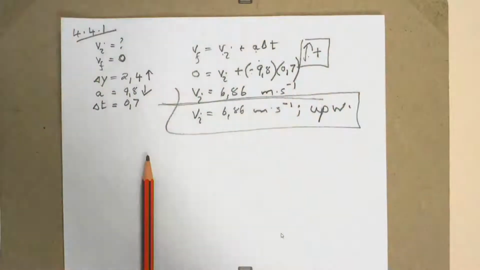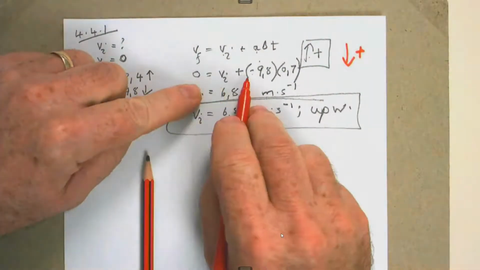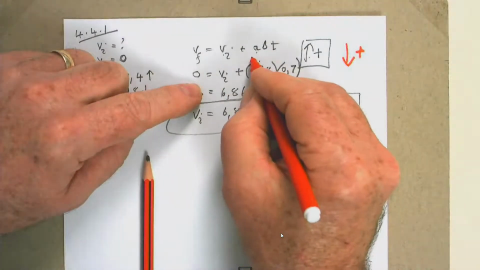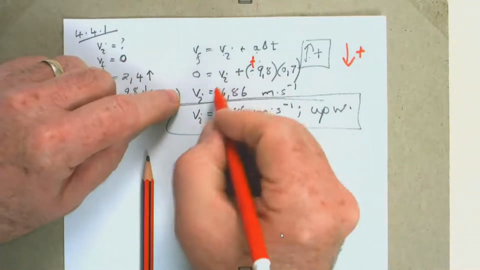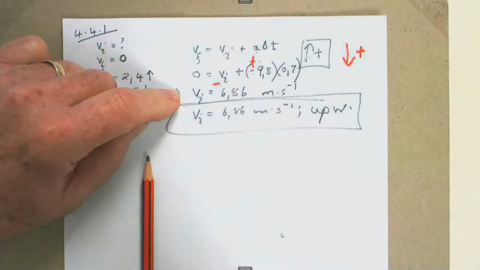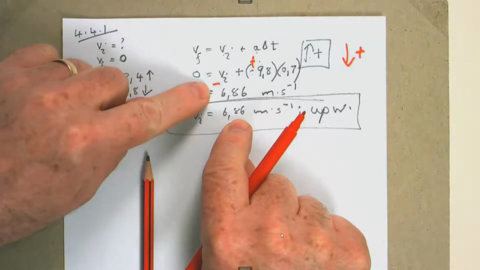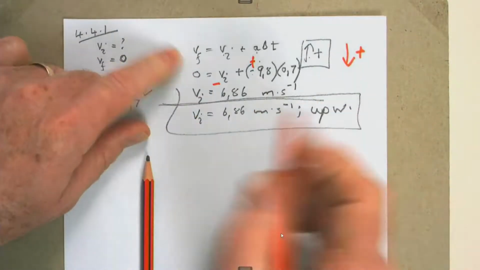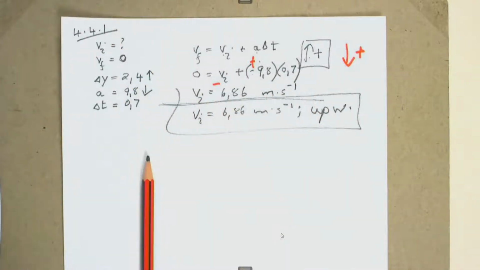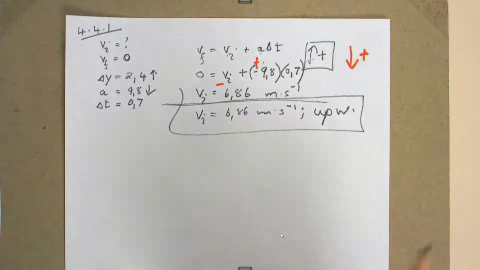If you have chosen down as positive, then this one would have been a positive, and that will give you a positive on this side, and then that one would have been a negative. And then you should have said 6,86 meters per second. Negative means upwards, so this part would have remained the same, but you would have ended in a negative 6,86 meters per second.